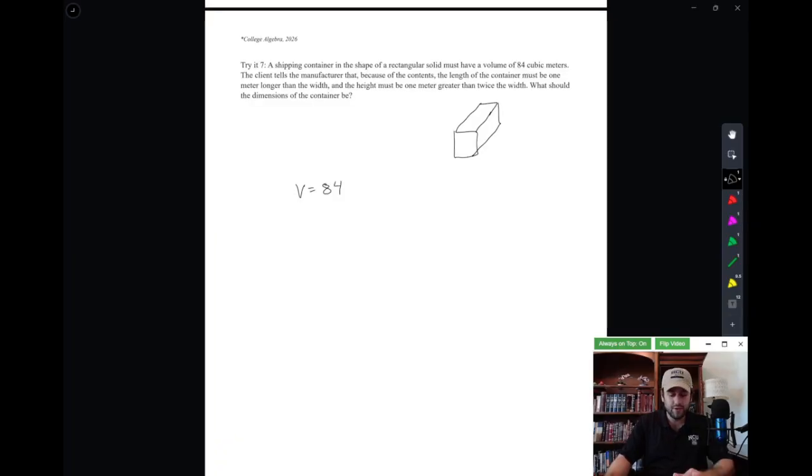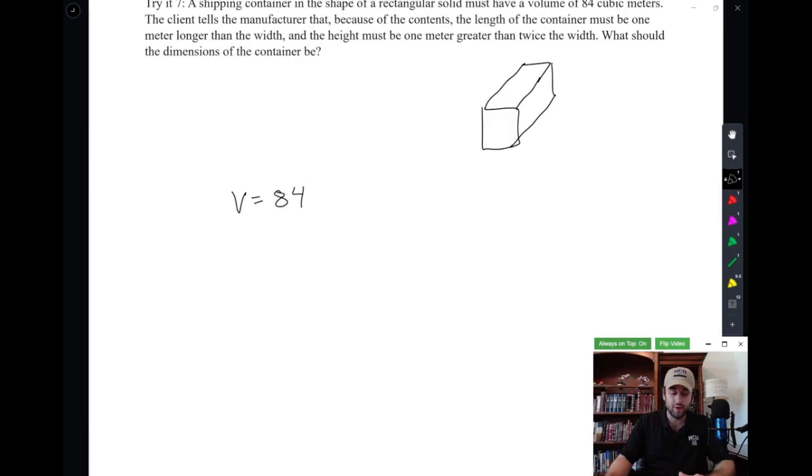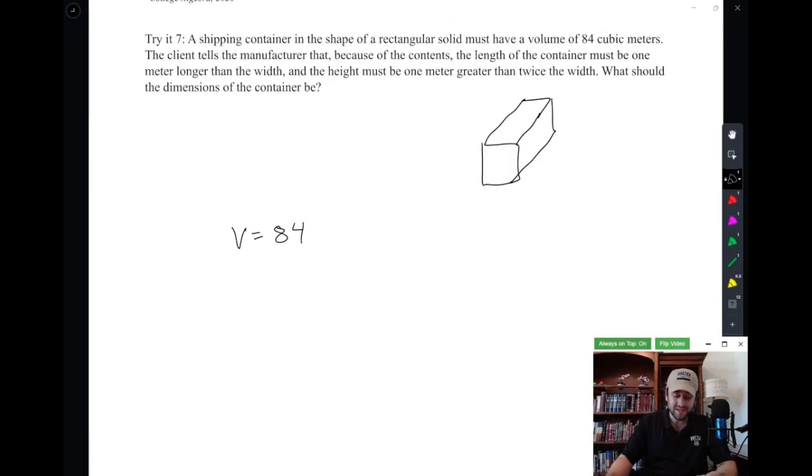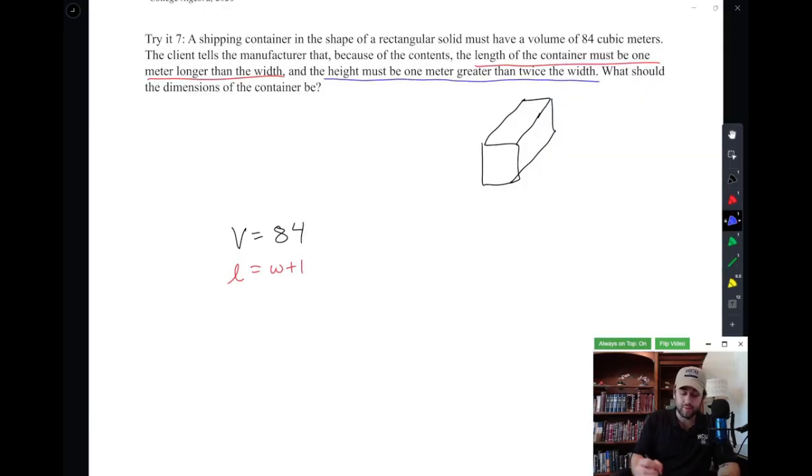But we don't know exactly what all of the dimensions are going to be. They give us really specific conditions for the dimensions. They say the length of the container is 1 meter longer than the width. So length equals width plus 1. And then they say the height must be 1 meter greater than twice the width. So the height equals twice the width plus 1.